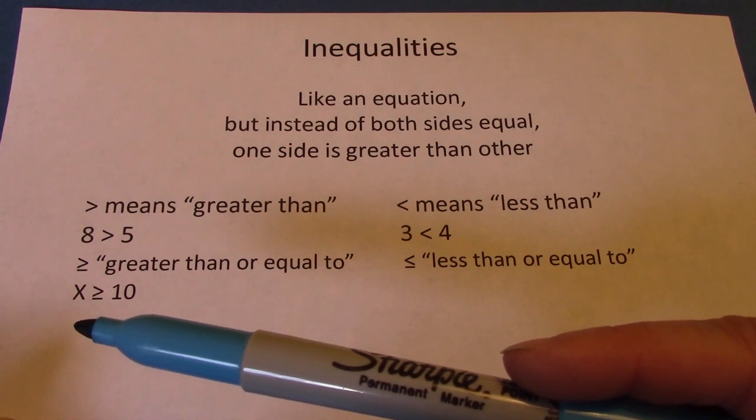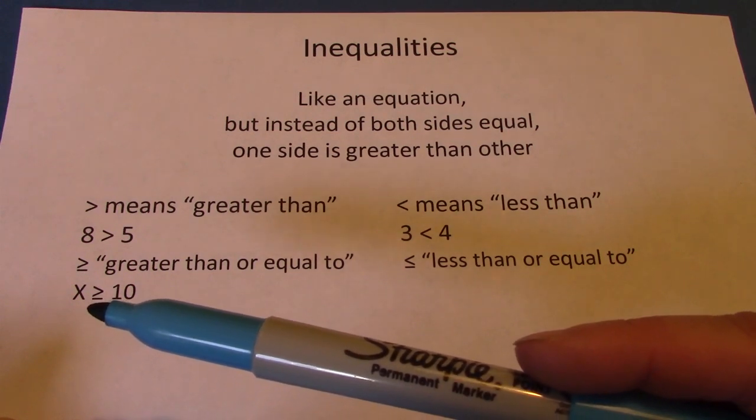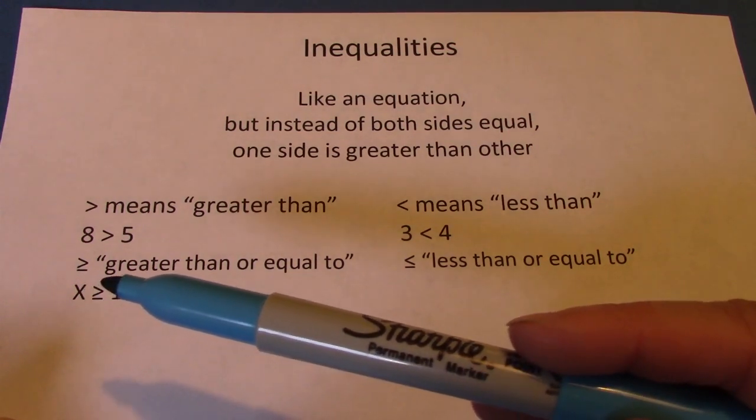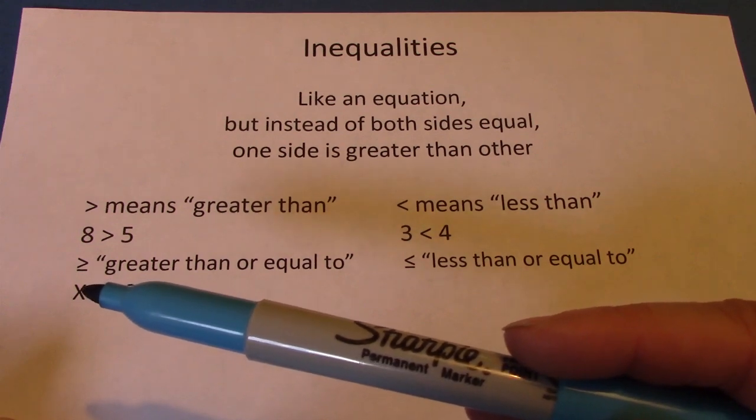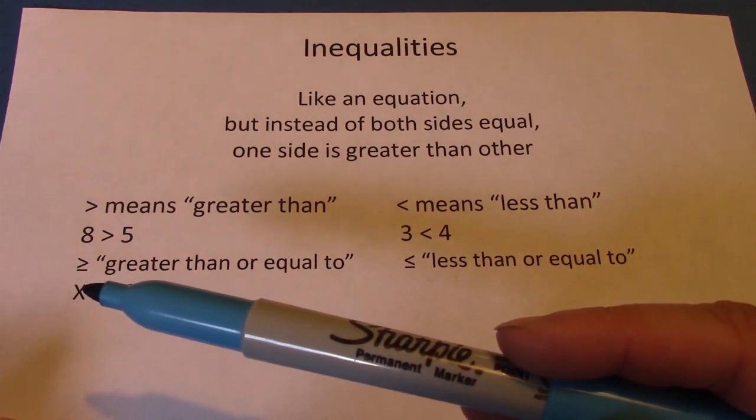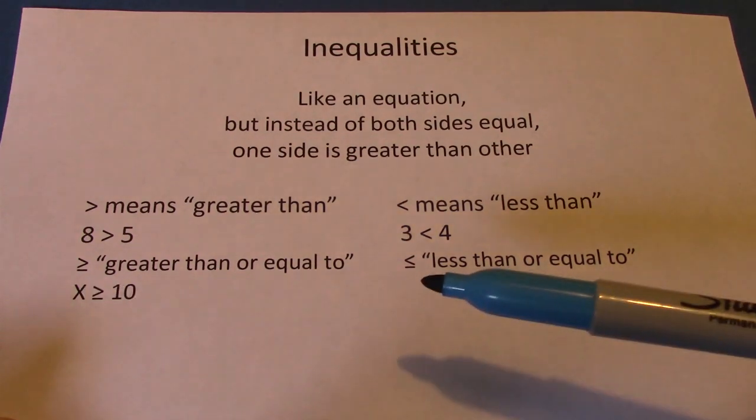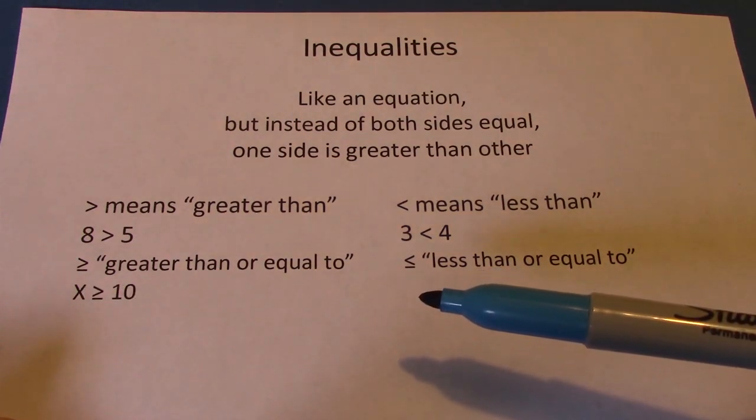We can combine the greater than and less than signs with an equal to sign. We show just one of the dashes of the equal sign. So this symbol means greater than or equal to, and this means less than or equal to.